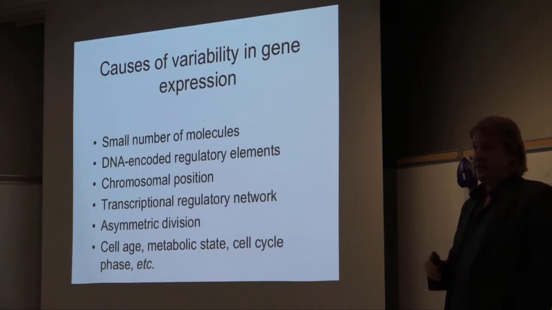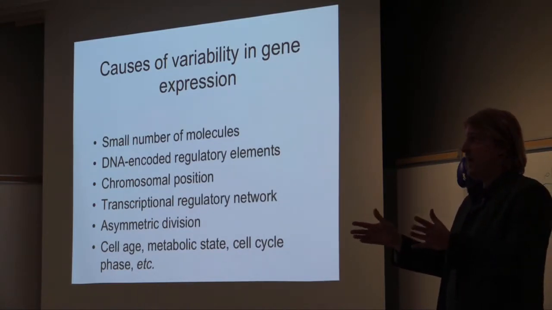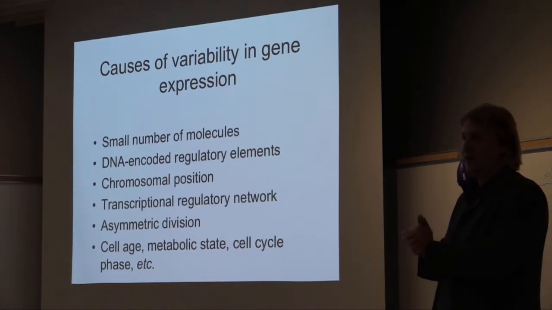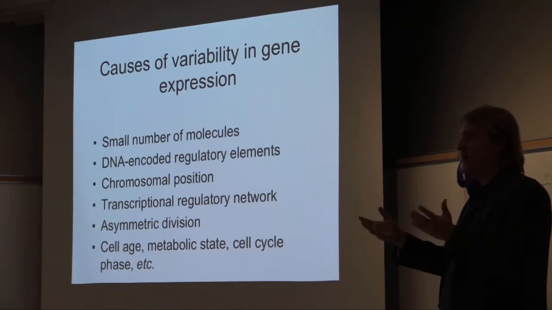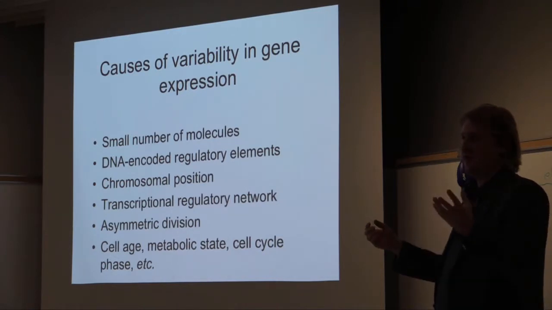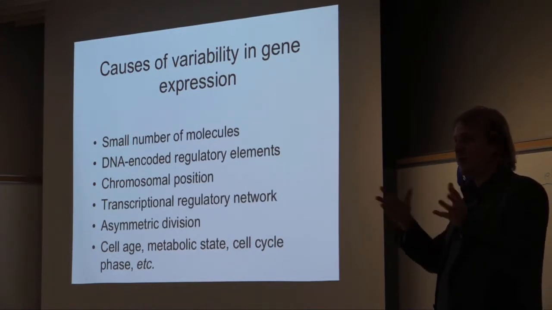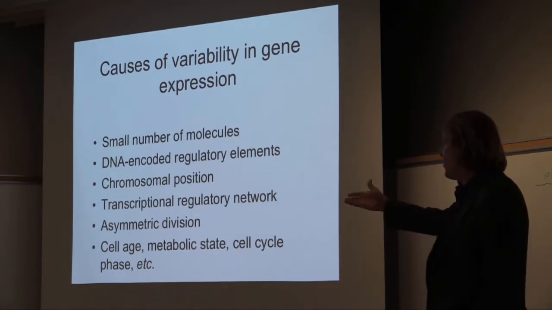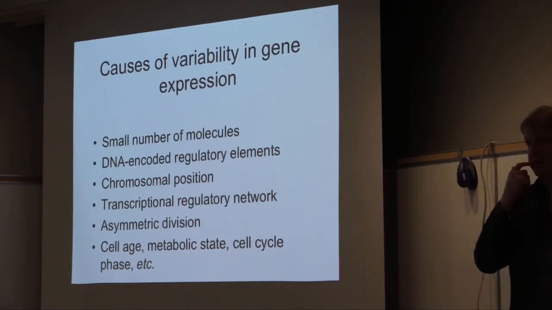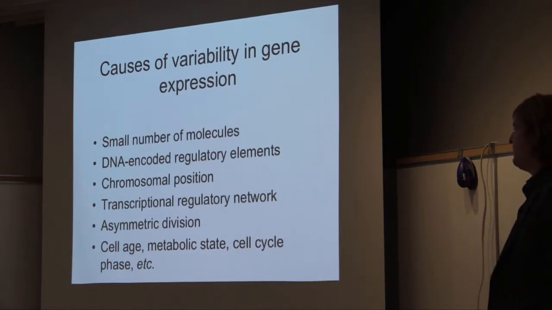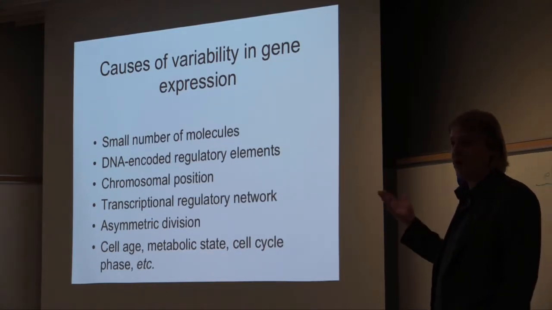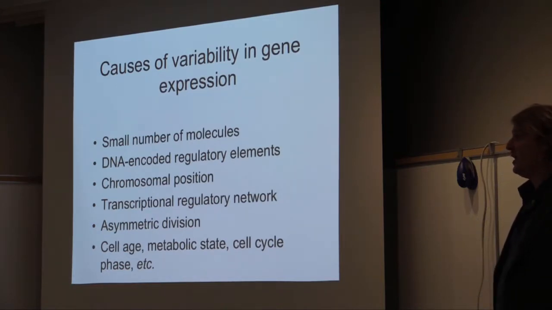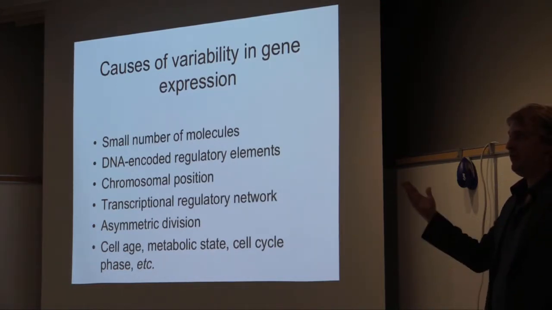There's asymmetric cell division. Again, if you have four mRNAs and you have a cell division event where you share cytosolic content, sometimes you're going to get 4 and 0, sometimes you're going to get 2 and 2. So there is a lot of variability coming from that event. And then, of course, there are all the other things that we like about cells, like their age. Older cells have different properties than young cells. The metabolic state is related to it, cell cycle phase, cell type, whatever.